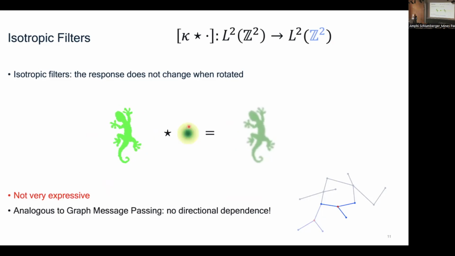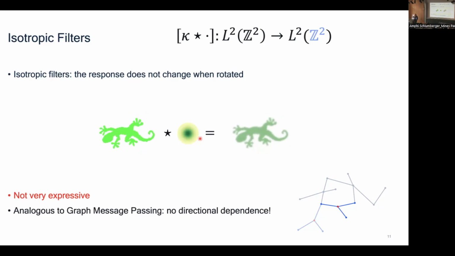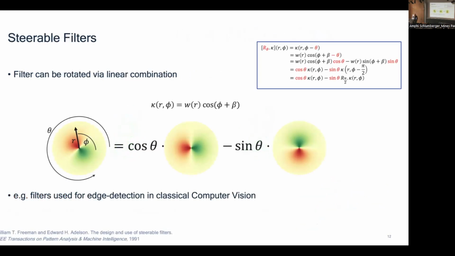Of course, this comes with some loss in expressivity, because we cannot make use of every possible filter. These are a very small subset of the possible learnable filters. But this could already be a different trade-off. Isotropic filters are a special case of the generic family of steerable filters.